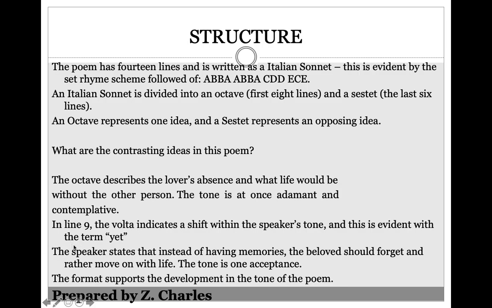So we know from line 9 to 14, the speaker states that instead of having memories, the beloved should forget and rather move on with life. The tone in lines 9 to 14 is one of acceptance. So the format of an Italian sonnet supports the development of the different tones in the poem.